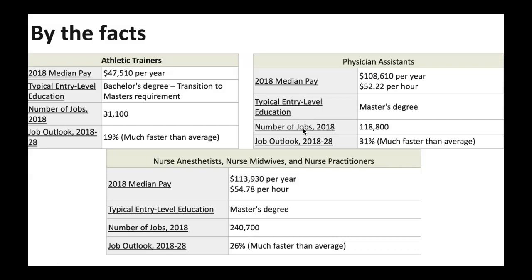You want to pour into people. You want to help people get better. You want to see them thrive. Those are also reasons to go into a healthcare field. We're all helpers, right? But certainly one of the questions is how much do these people actually make?